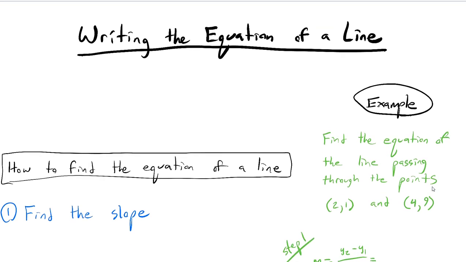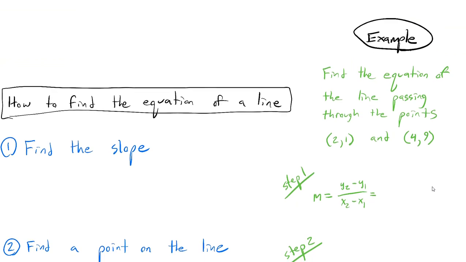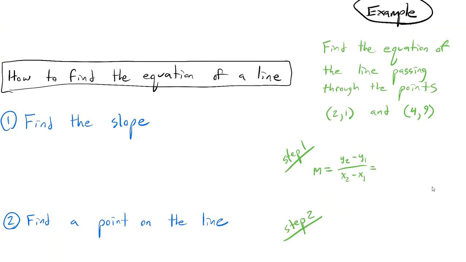Okay, so let's come up with a strategy. How do we write it in y equals mx plus b? What if they throw us a curveball? That's okay. All right, so here's what we do. First thing, you find the slope, okay? So for example, I've got a problem here: find the equation of the line passing through these 2 points. Step 1, let's always find the slope. So we just plug into the slope formula, right?